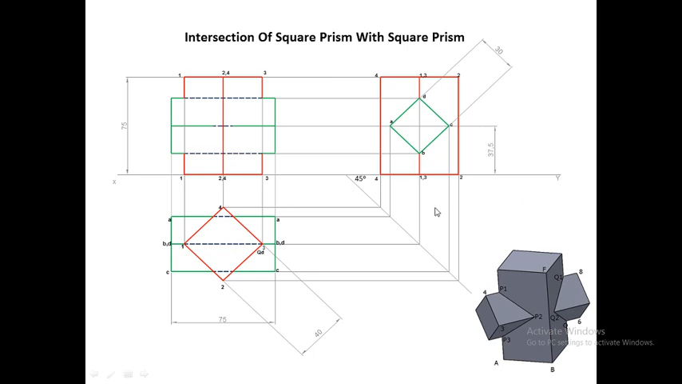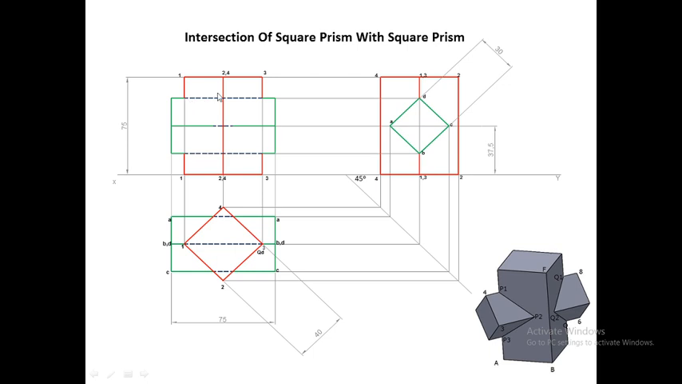As said earlier, the front view of this horizontal square prism will consist of two rectangles. The first rectangle is this, and the second rectangle is on the lower side. It is also clear from the side view that the prism will consist of two rectangular faces, one represented by D to C and the other represented by B to C. So we have drawn two rectangular faces in the front view.